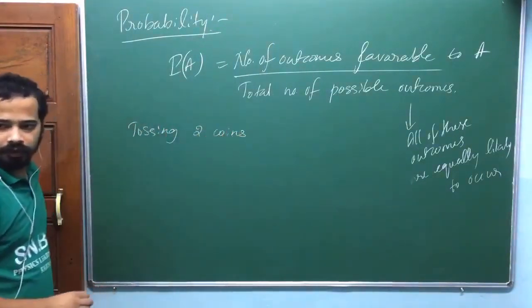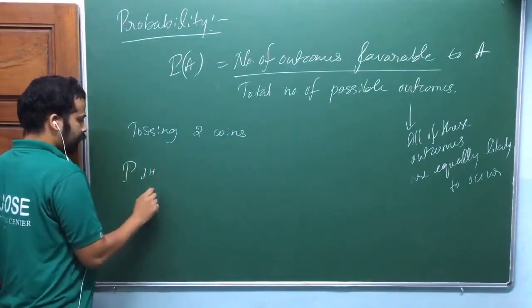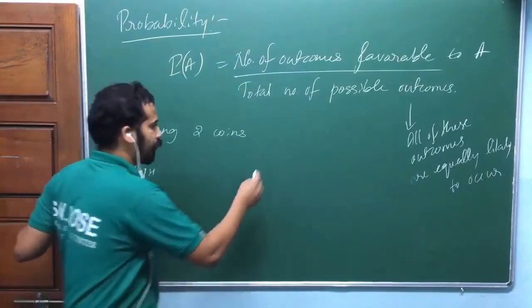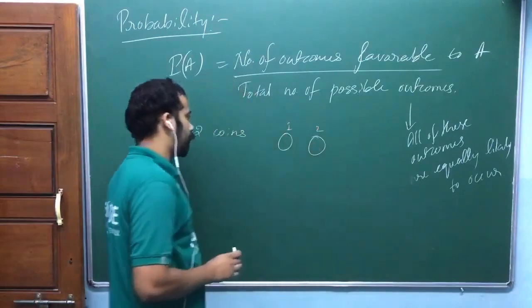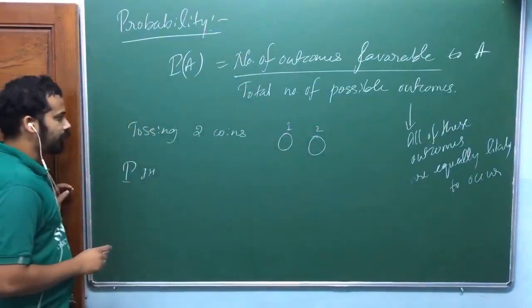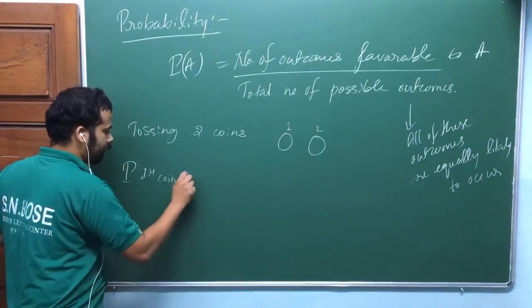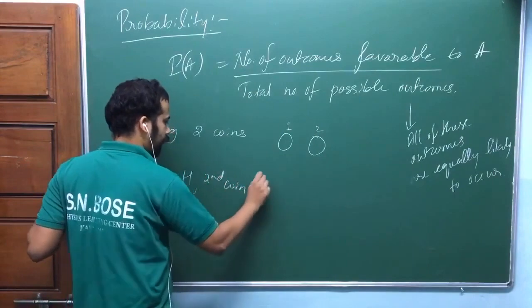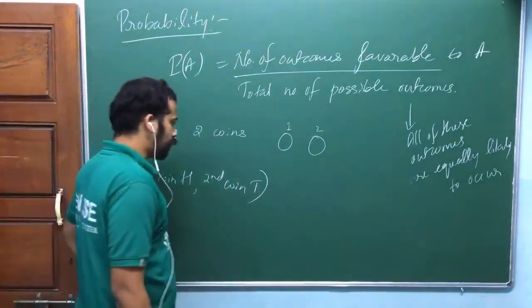Okay, what is the probability of the first coin... okay, let me name them. This is coin 1, coin 2. Okay, you have 2 coins. This is coin 1, this is coin 2. You are tossing those 2 coins. What is the probability that the first coin is head, second coin tail, isn't it? That's the question.